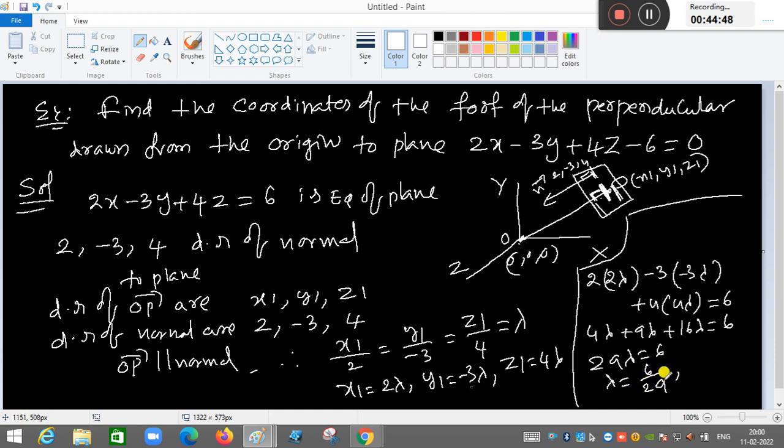Okay, 6 by 29. And finally we have to find the x1, y1, z1 values. So x1 is 2 times lambda. So finally x1 equal to 2 into 6, 12 by 29, y1 equal to minus 3, 18 by 29, z1 equal to 4, 24 by 29. So this is the foot of the perpendicular.